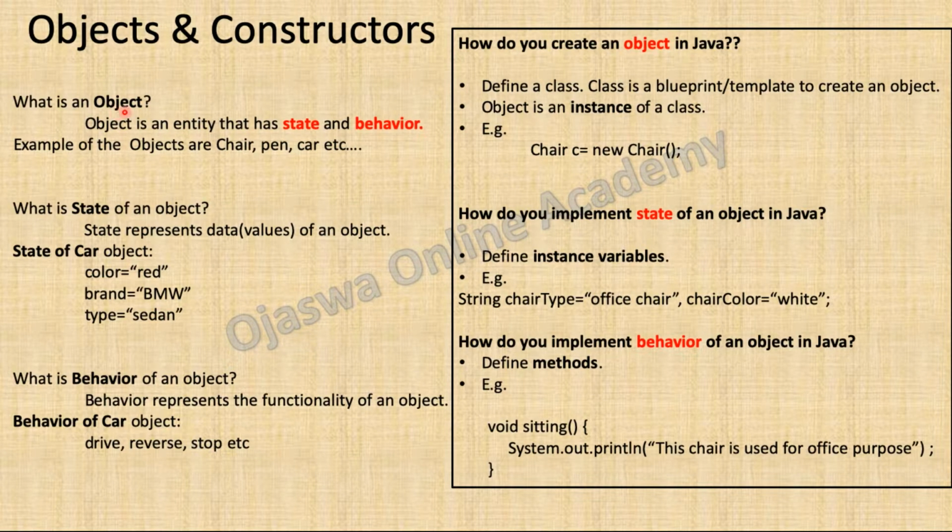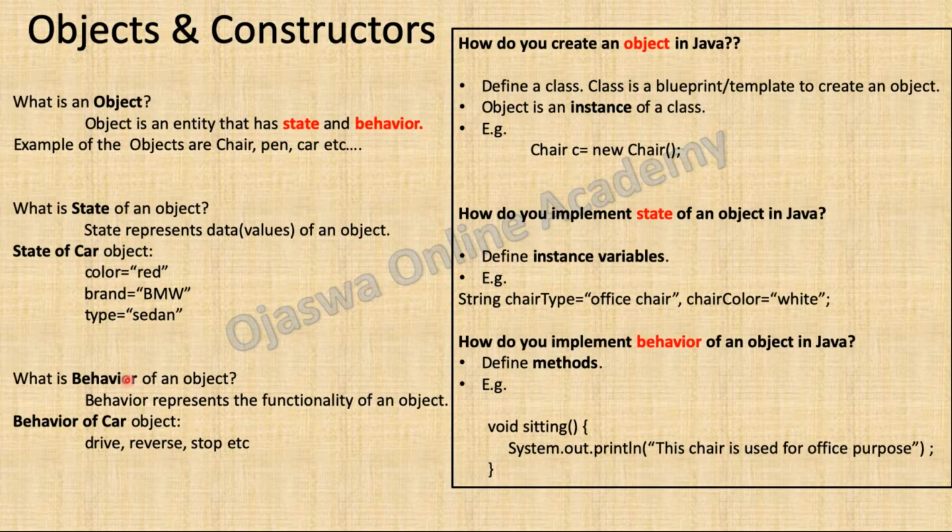For example, chair, car, etc. What do you mean by state of an object? State represents data or value of an object. For example, car object, the state of car object is its color, brand, type, etc. So all the fields that represent data related to the object is known as state of an object.